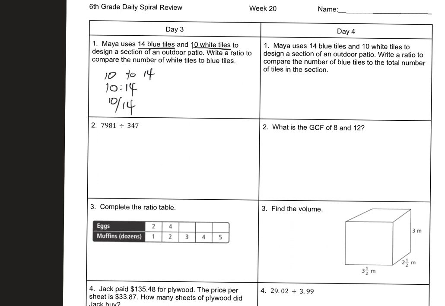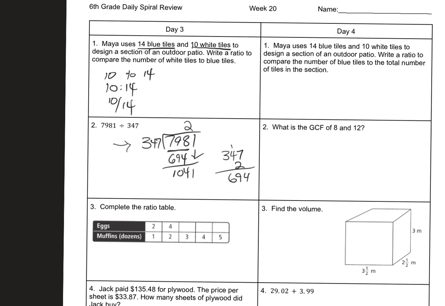Second problem, 7,981 divided by 347. There is no good way to do this other than guess and check. How many times can I divide 347 into 798? Let's try twice. 694 works. I'm left with 104.